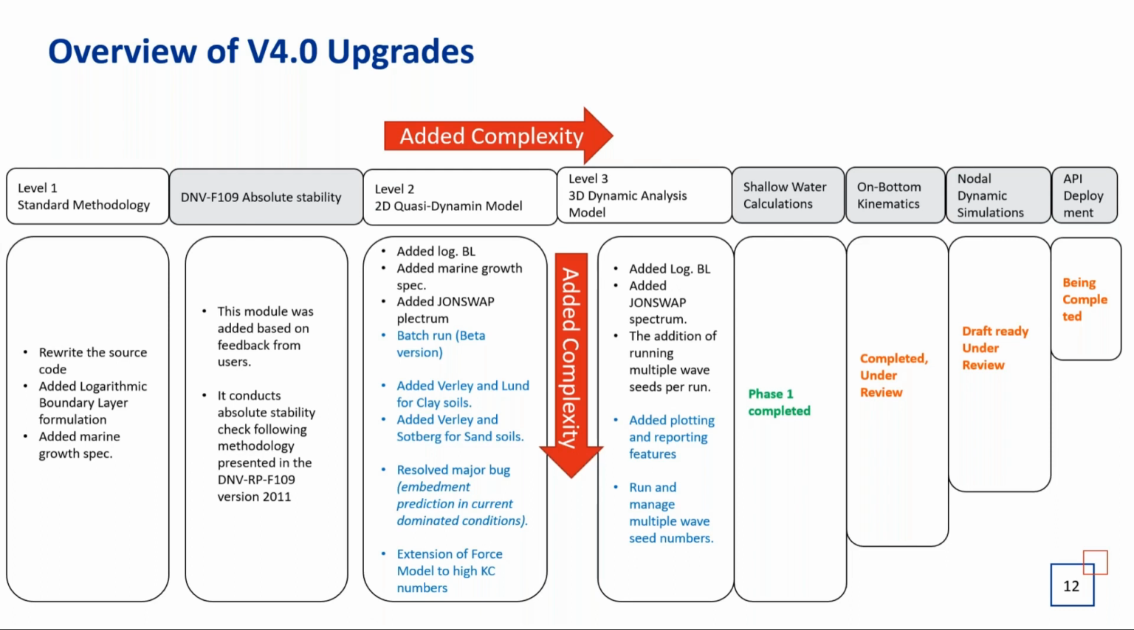Right, so hopefully this slide will put the changes in a better perspective. In the horizontal direction, we have level 1, then DNV F109, level 2, level 3, and then these gray boxes, which are the research and additions that are not in the commercial copy just yet, but are available in beta version and are being reviewed by the project team and PRCI members. From left to right, the level of complexity increases.